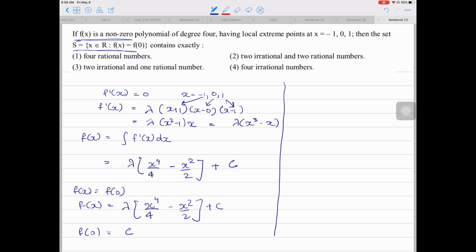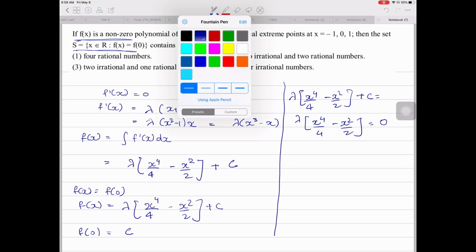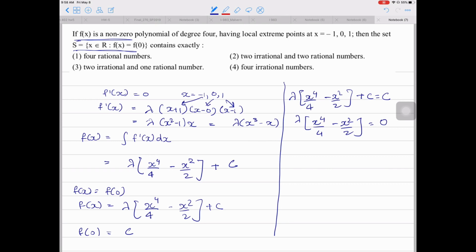And we know these two are equal, so we know lambda times (x to the 4 over 4 minus x squared over 2) plus c is equal to c, which says that lambda times (x to the 4 over 4 minus x squared over 2) equals 0. Now we know that lambda is a constant and that cannot be equal to 0. So we know that x to the 4 over 4 minus x squared over 2 is equal to 0.